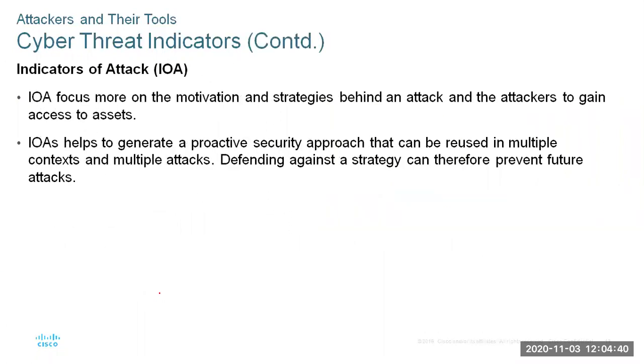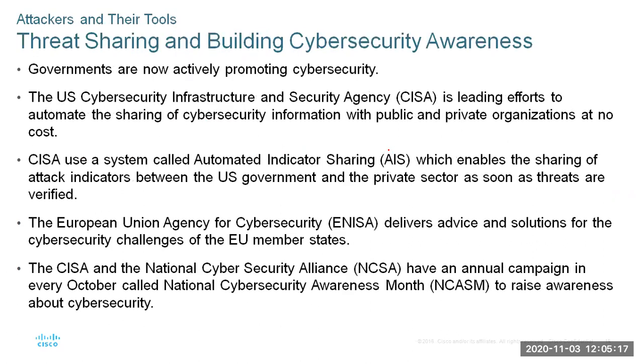So, indicators of attack. We have seen indicators of compromise. Indicators of attack focus more on the motivation and strategies behind an attack, and how attackers gain access to assets. Indicators of attack help to generate a proactive security approach that can be reused in multiple contexts and multiple attacks. Defending against a strategy can therefore prevent future attacks.